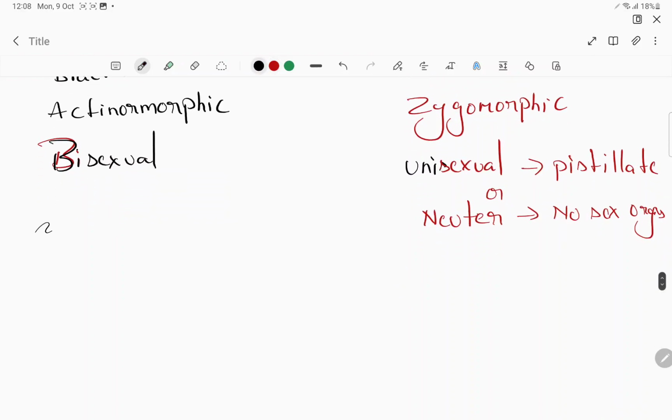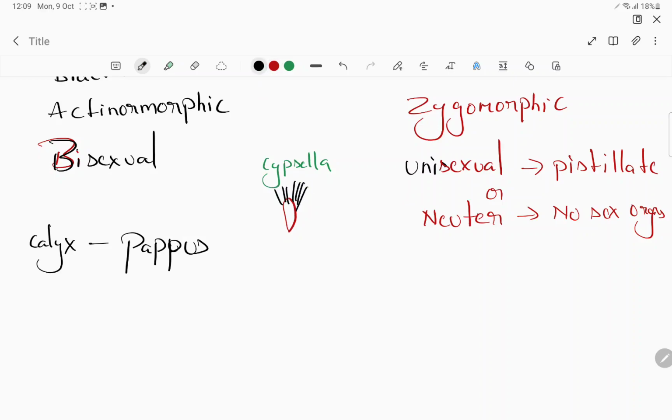Coming to the very first one, calyx. The calyx has been modified into hairy appendages, which we call pappus. You can see this pappus in the fruit called cypsella. You have the fruit and the hairy appendages, which we call pappus. The same thing, pappus, is present in both. The calyx is reduced to a hairy structure, which we call pappus.